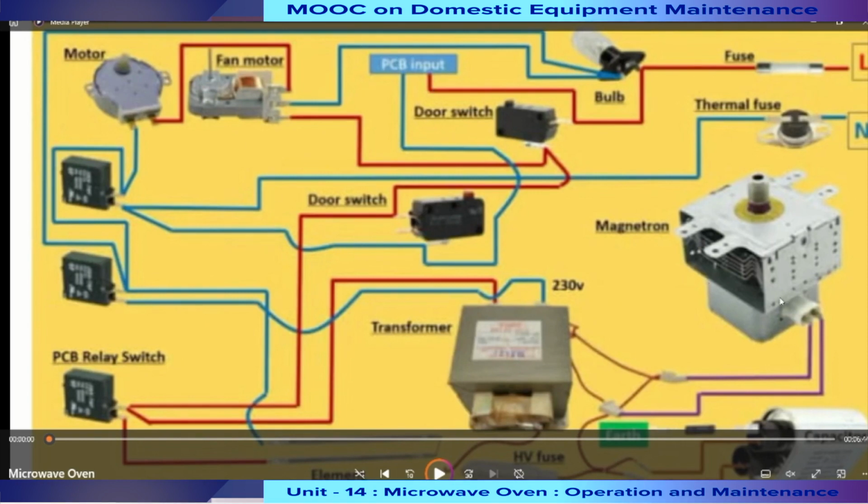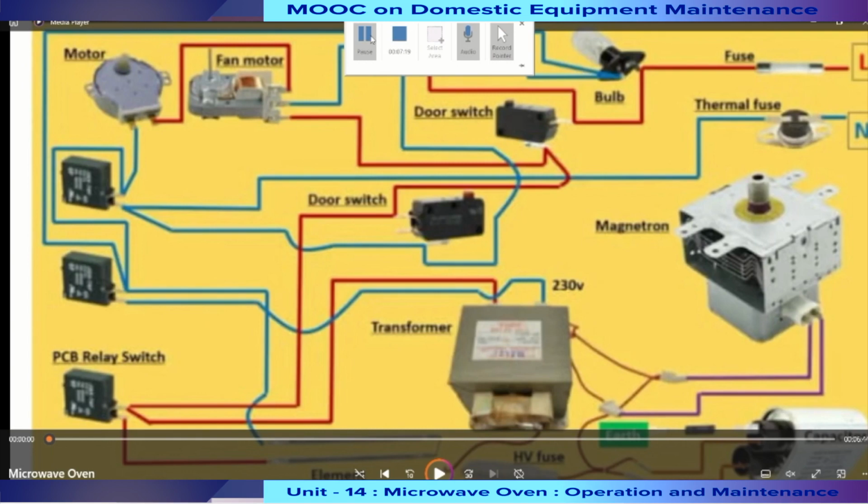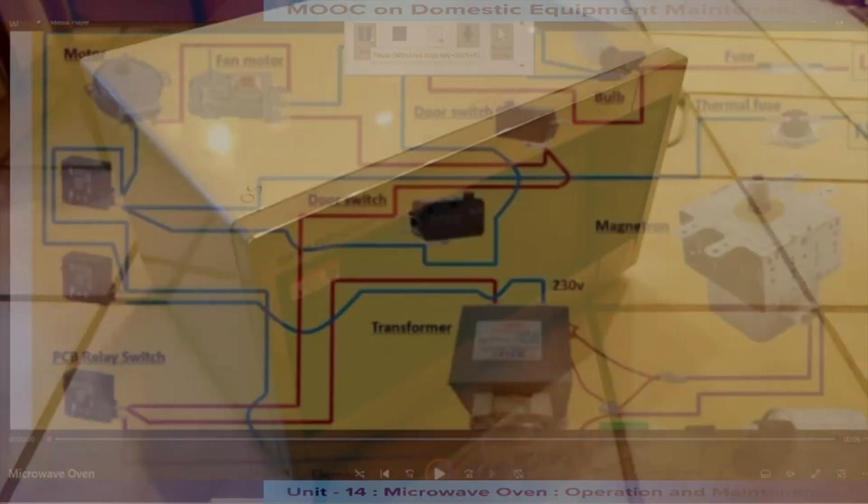And this magnetron, as well as this transformer, as well as the relays and the different switches, are all available in the market separately as individual components. So these components can be purchased and used for replacement whenever required in a microwave oven when the oven is not working. So that's all in this demo video.